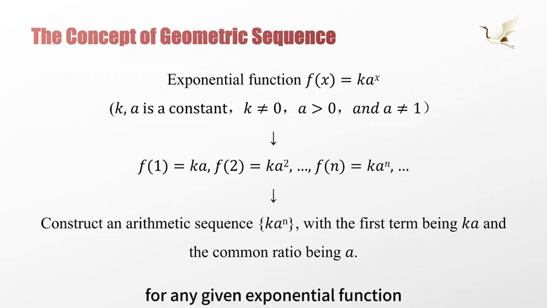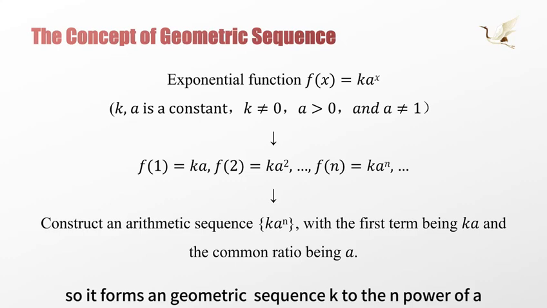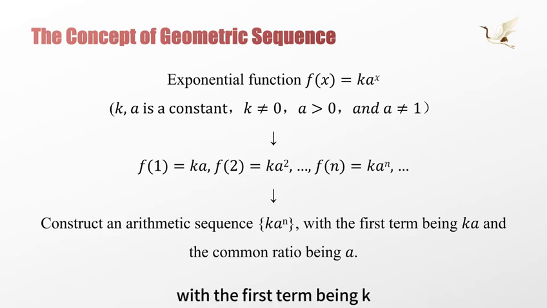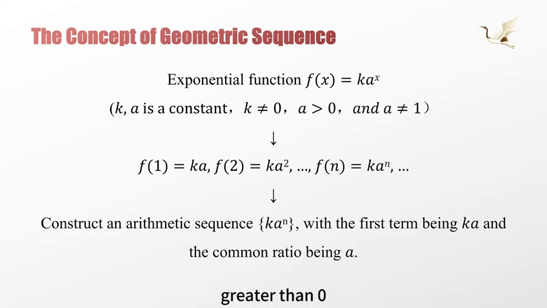On the contrary, for any given exponential function f(x) equal to k times a to the power of x, we know that f(1) is equal to ka, f(2) is equal to ka squared, and f(n) is equal to k times a to the power of n. So it forms a geometric sequence, k times a to the power of n, with the first term being ka and the common ratio being a. From this, we conclude that geometric sequences with a common ratio q greater than 0 but not equal to 1 can be linked to the corresponding exponential function.